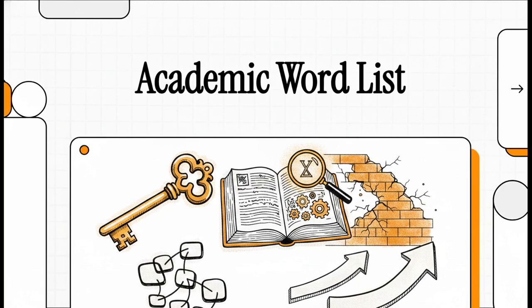But here's the secret. Academic English is not just an overwhelming, impenetrable mass of text. It's actually a highly structured, totally decipherable code. And today, we're diving into a massive breakthrough for language learners, the academic word list. Think of it as your master key to unlock those complex texts. We're going to make your reading faster, your comprehension deeper, and your writing incredibly sharp.